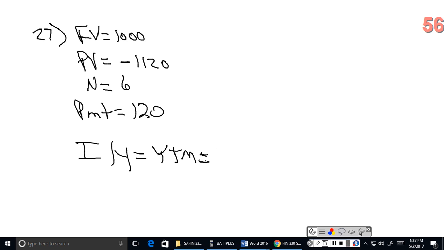Okay, so these are your inputs for number 27, yield to maturity. And once you calculate this, it should come up to be 9.3%.